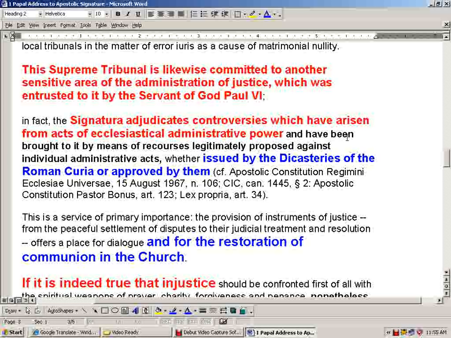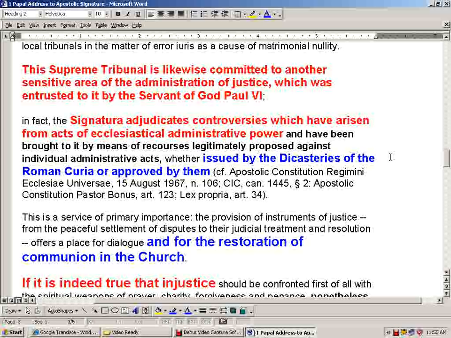The administration of justice. The Signatura adjudicates controversies which have arisen from acts of ecclesiastic administrative power. And so these courts we're going into now, they're ecclesiastic courts, man. That dude up there is sitting there as an ecclesiastic judge, actually more like an auditor, as we'll see, which is an ecclesiastic office. And so they adjudicate controversies which have arisen from acts of ecclesiastic administrative power.